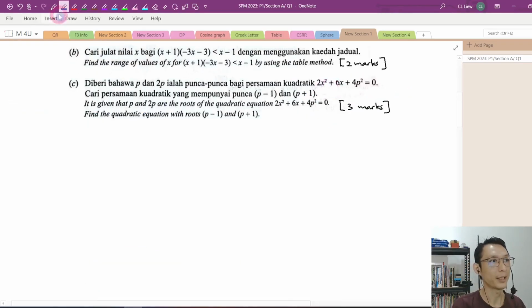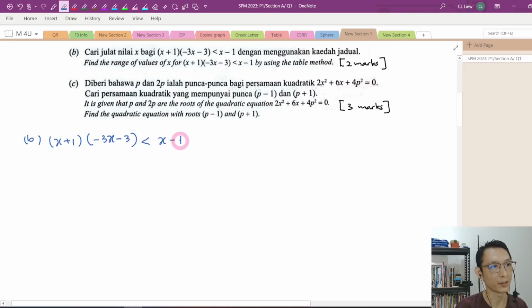Let's go to part B. Find the range of values of x for this quadratic inequality by using the table method. Since the question asks us to use table method, we need to use table method. x plus 1 times negative 3x minus 3 is less than x minus 1. So first thing to do is some expansion over here and then bring all the terms to the left. Here must be equal to 0. Okay, let me do expansion first.